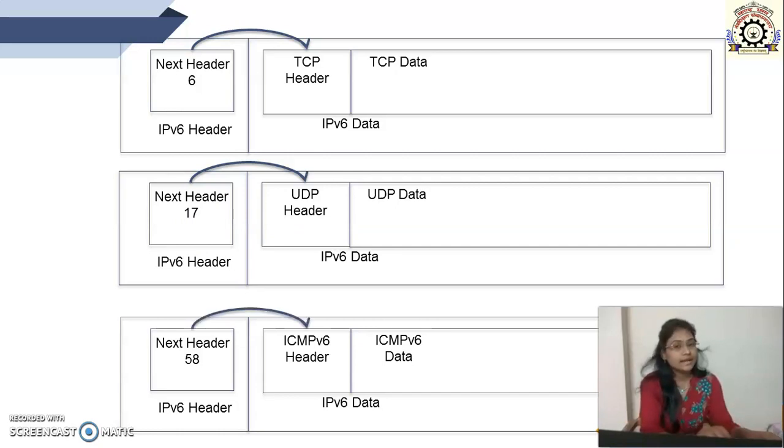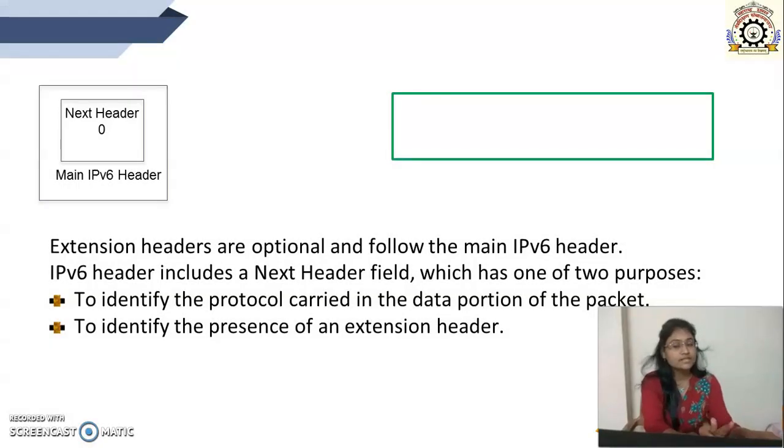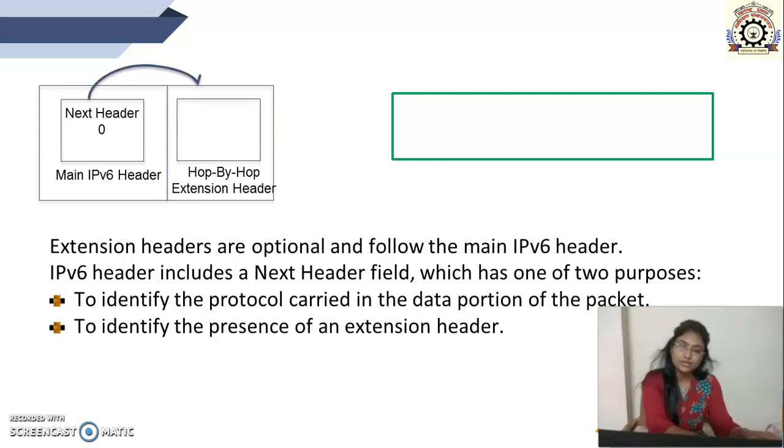Now we will consider the second case, if the extension headers are present. In that case this next header field is used to indicate which extension header follows the base header. Suppose the next header field contains the value 0. Then 0 is the code which is used for the hop-by-hop options header. It means that the base header is followed by the hop-by-hop extension header.